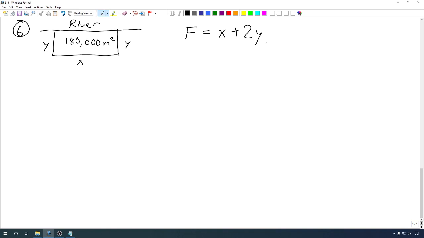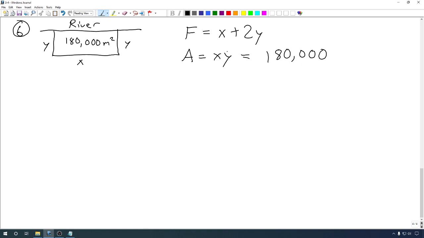Unfortunately, of course, we have 2 different variables, and we need to simplify it down. That's where the area of this enclosure is going to come into play. Of course, area of a rectangle like we have here is just the product of the width and height. So our area of x times y needs to equal 180,000.